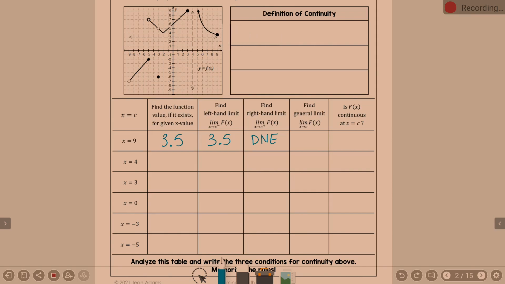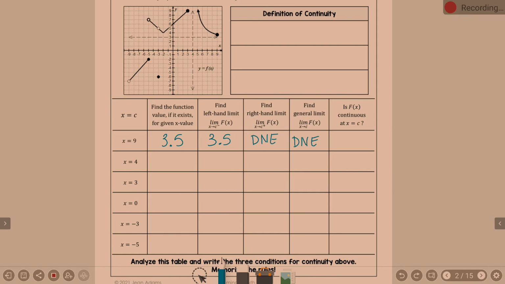Okay, the general limit: the limit as x approaches c of f of x. It does not exist because there's no right-hand limit. In order for us to talk about the general limit, where it's not specifying left or right, this is where left and right have to agree. Is f of x continuous at x equals c? Technically, we should say no.